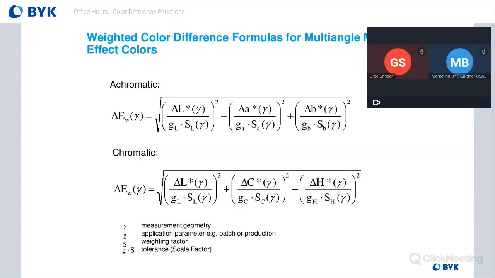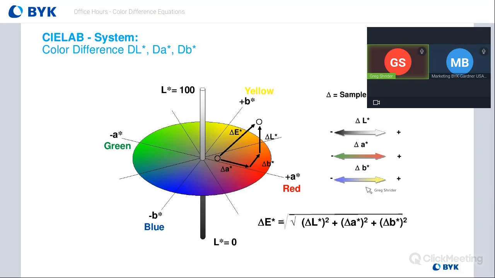And just in case it was targeted for delta E calculation, a straightforward delta E is the square root of the sum of the squares. So you take your differences in L, A, and B, you square each of them, and then you take the square root of that. And that's really just the straight line vector or distance in three-dimensional color space.